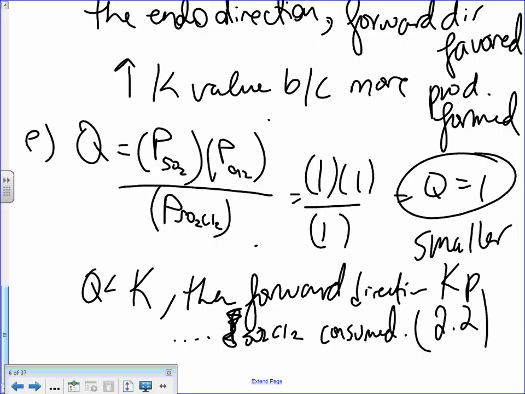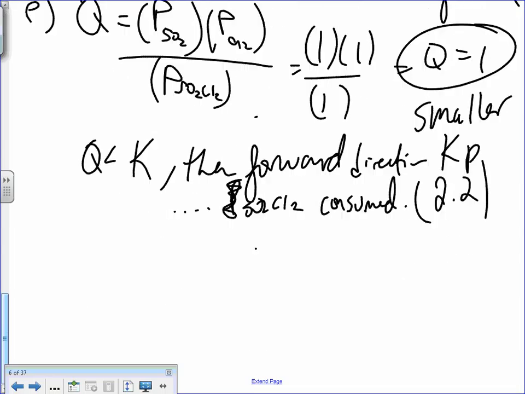Okay, that wasn't too bad, right? That question in part E got you 2 points because you had to find the prediction of the forward direction being favored, meaning find your Q and see that it's less than K, that was 1 point. And then the fact that SO2Cl2 was decreasing because it was getting consumed is another point.